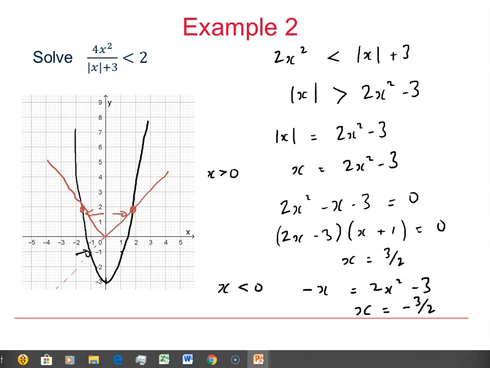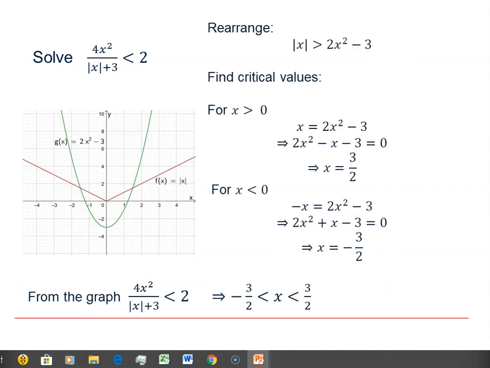So therefore, to solve our inequality, we can say that it must be between those two values. So we have negative 3 over 2 is less than x is less than 3 over 2. There, a rather better graph, and you can see the modulus. Remember again that we've taken this part of the graph and reflected it so that it is positive.